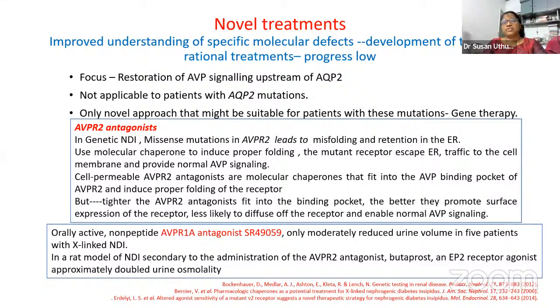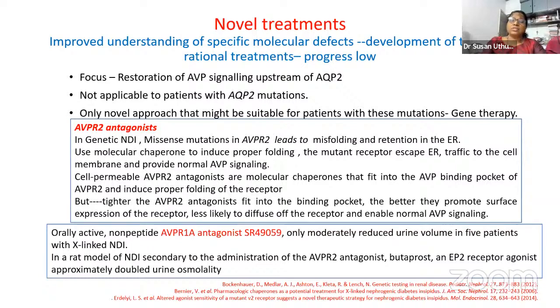Focus is actually on the restoration of AVP signaling upstream of aquaporin 2. We know that once AVP is there, it cannot act because the series of steps that happen following AVP reaching the principal cell of the collecting duct is the problem. In aquaporin 2 mutations, this sort of therapy upstream of aquaporin 2 modulation is not very effective. In such cases, the novel approach must be gene therapy for patients with such mutations.